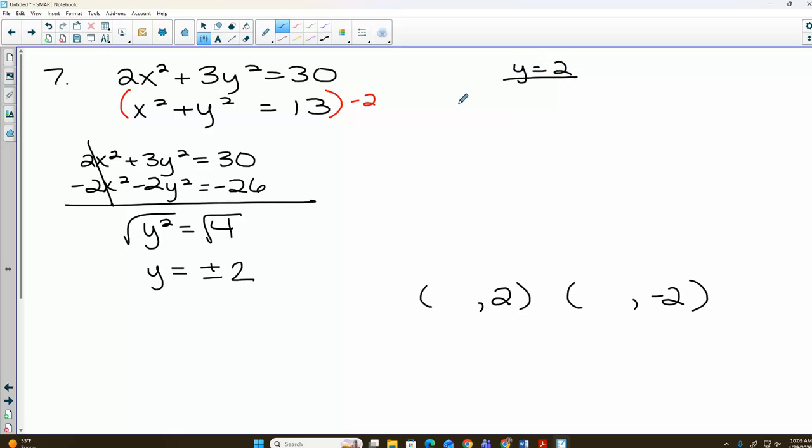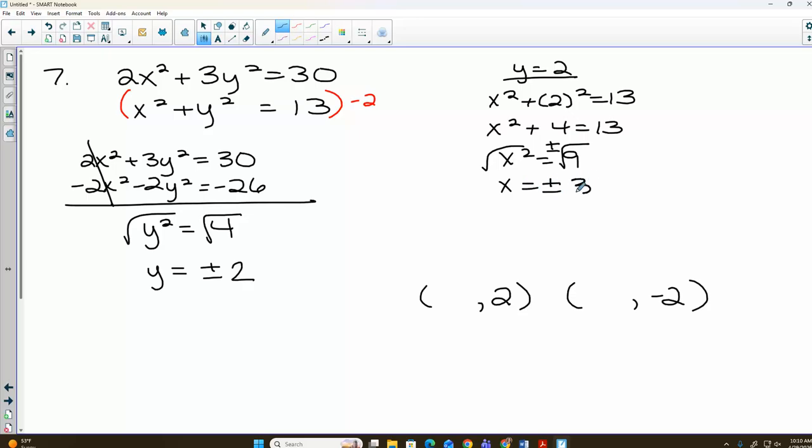And you can go with either equation. If I just go with the bottom one, then I get x squared equals 9. When I square root, again, if you add a square root, you have plus or minus. So I get positive and negative 3. So what does that mean? Right. When y is 2, x could be 3, or when y is 2, x could be negative 3. So that just gave me 2 points there.